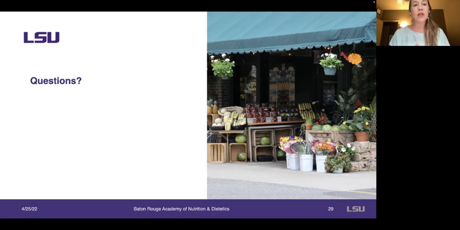And then another model that's being tested with similar populations are produce prescriptions. So again, these are only at a few select sites across the nation, and they're currently grant funded. But the idea is that with enough evidence, these can become more consistent parts of social benefit programs where physicians are prescribing fruits and vegetables, and then with that prescription, participants can use the vouchers to get fruits and vegetables at farmers markets or retail locations.